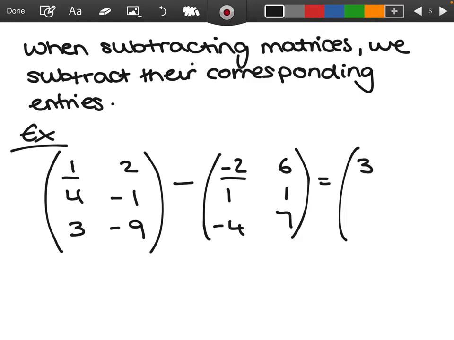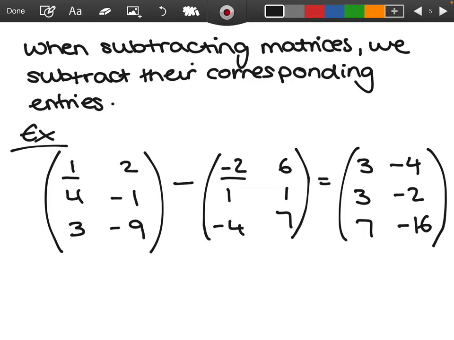So 1 minus -2 is going to be 1 plus 2, which is 3. 2 minus 6 gives me -4. 4 minus 1 is 3. -1 minus 1 is -2. 3 minus -4 is 7. And -9 minus 7 is -16. Okay, so it works exactly the same as adding matrices. We have to make sure that the matrices are of the same size, and then we just add or subtract the corresponding entries accordingly.